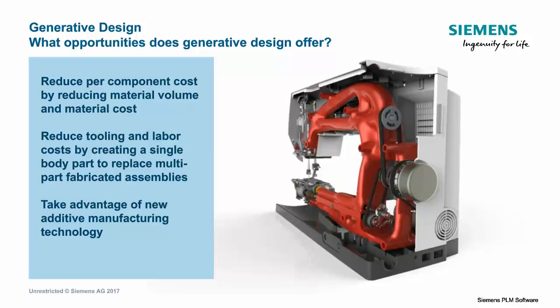The second is the possibility we see to reduce your manufacturing costs. The generative design process results in a single solid mesh body that can replace a multi-component fabrication, such as a welded assembly. This reduces your need to spend money on jigs and fixtures, and on welding materials, and on highly skilled welders. These single body parts can also be manufactured using the latest additive manufacturing techniques. This reduces the need to design and manufacture expensive tools.